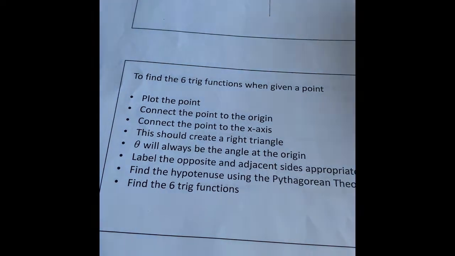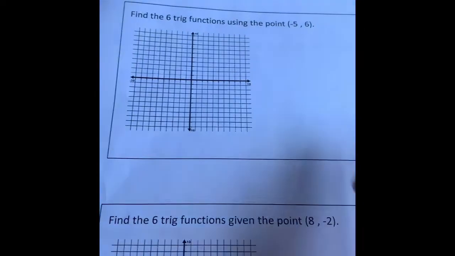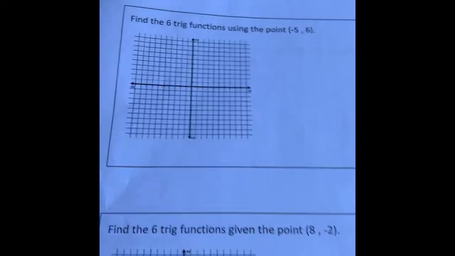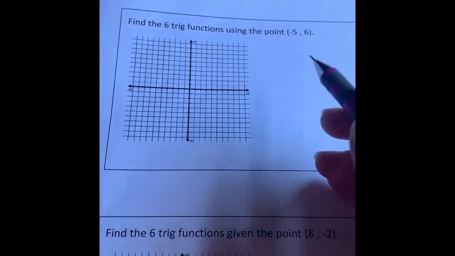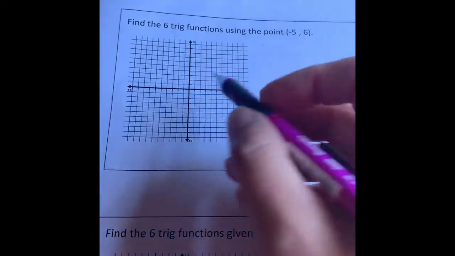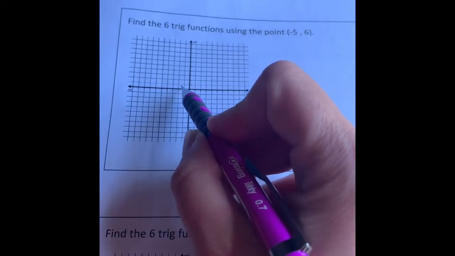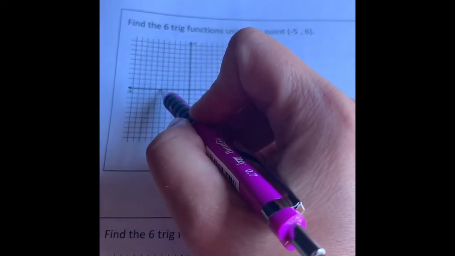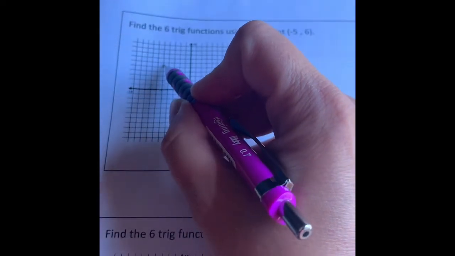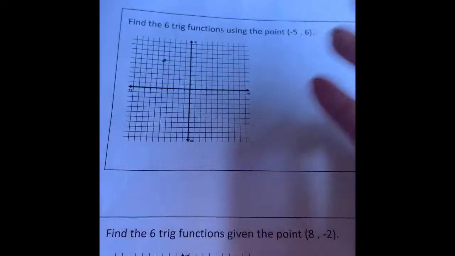But just know for your assignment, you're at least going to have to be able to find one of them. So let's look at the first example. It says find the 6 trig functions using the point -5, 6. So if I plot the point -5, 6, I have to go 5 to the left and 6 up. So there's my point -5, 6.